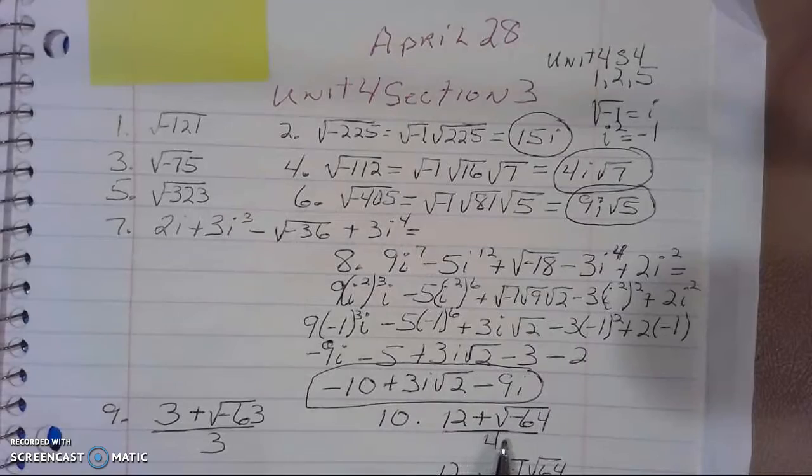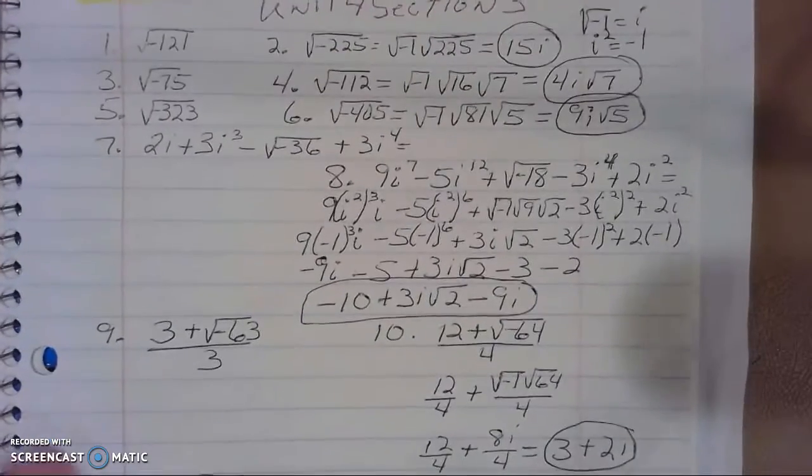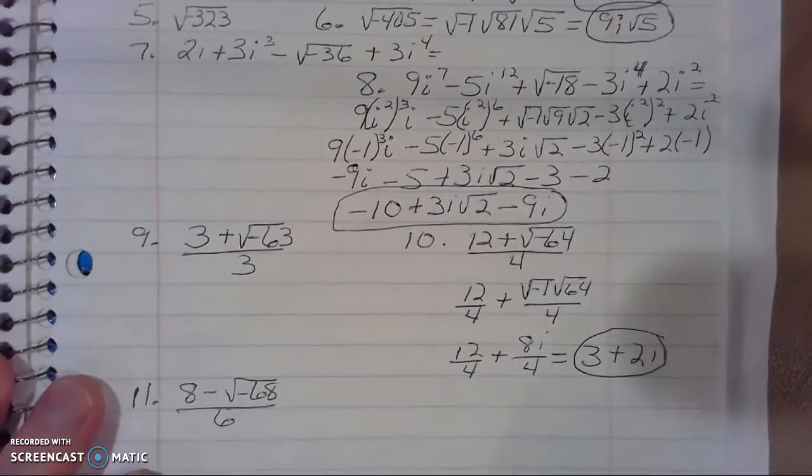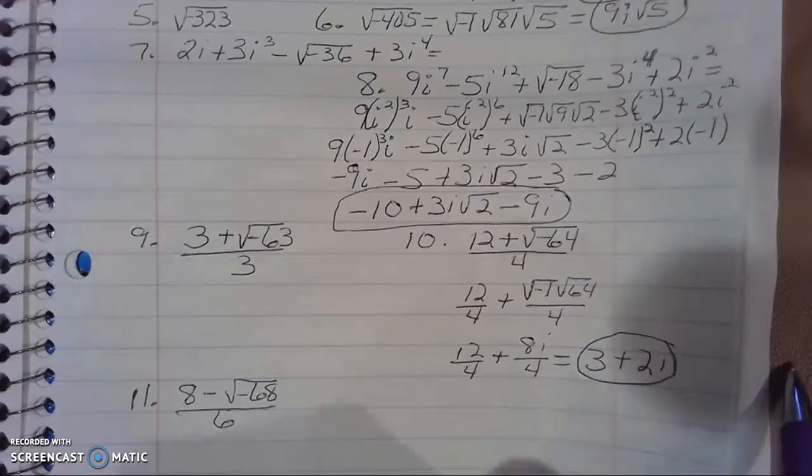Number 10, we break down our fraction in this way. Break down that square root. Then make sure you cancel the same number in all the terms. In all the terms, you break down the same number.